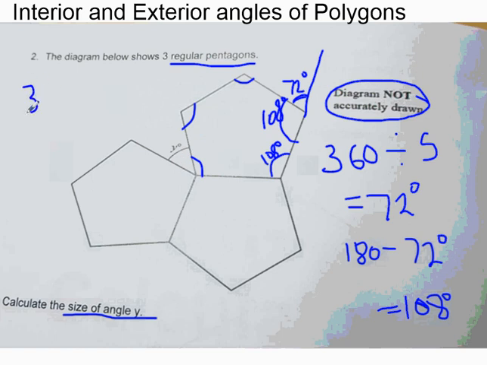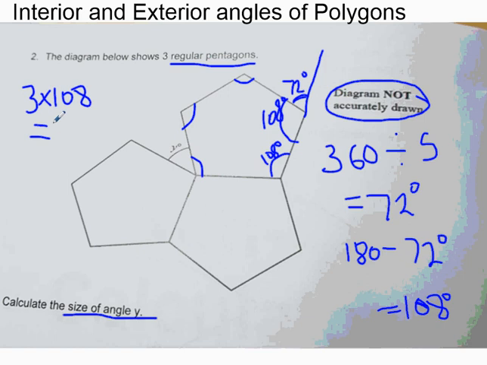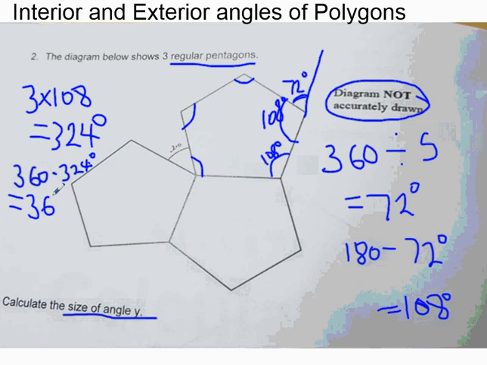Now 3 lots of 108 gives us 324 degrees. So to find this y, because these 3 lots and this y are angles around the point, we do 360 take away 324 degrees, and our answer becomes 36 degrees for y. So our y here is 36 degrees.